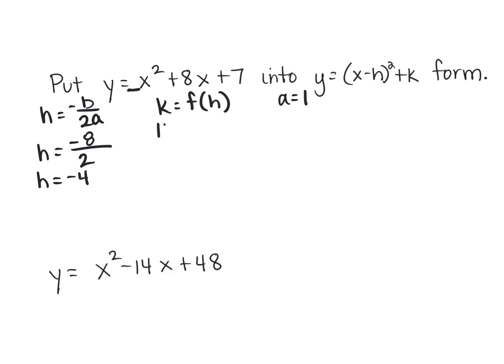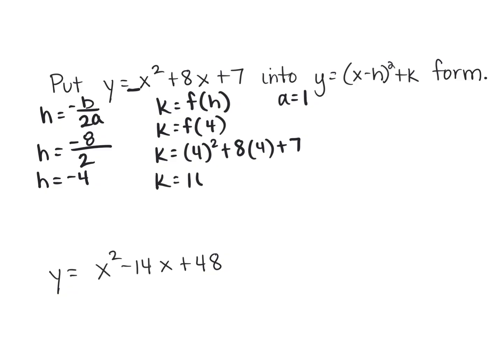And then I come up here and I do k is equal to f of -4. So I plug that in. So k is equal to -4 squared plus 8 times -4 plus 7. That's going to give me 16 minus 32 plus 7. 16 and -32 gives me -16, plus 7 gives me -9.